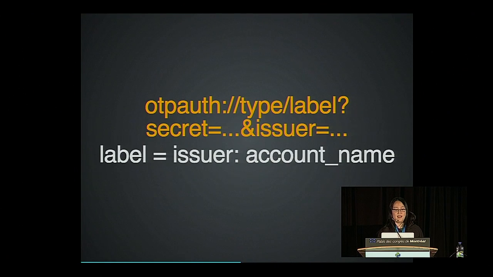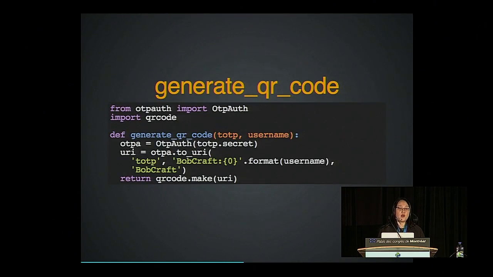Speaking of QR codes, this is the general form of the URI to be encoded in the QR code. It specifies the algorithm used, the issuer, and the username, because Alice's app may be generating OTPs from multiple services. This helps the app label which token belongs to World of Bobcraft and which token belongs to World of Carolcraft. OTP auth generates this URI when given the relevant information, so this is what the generate QR code function looks like.